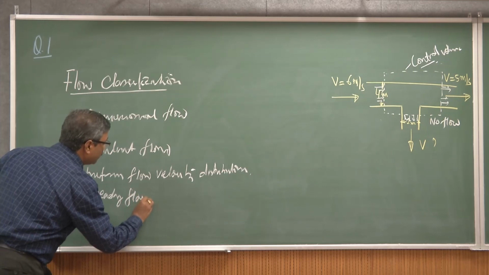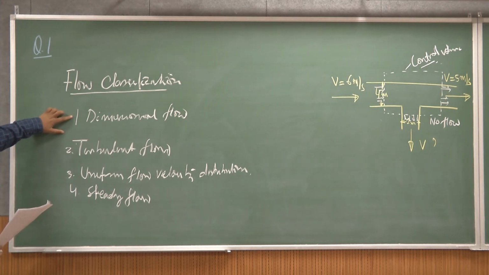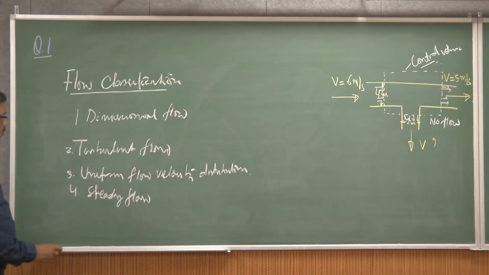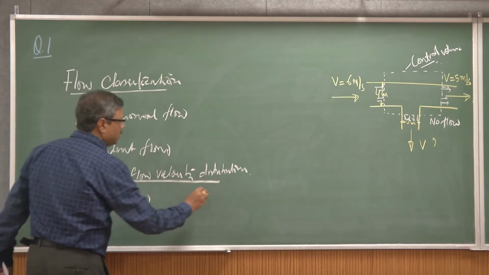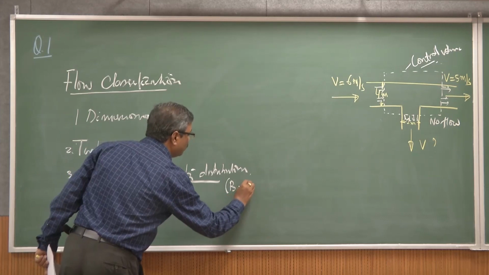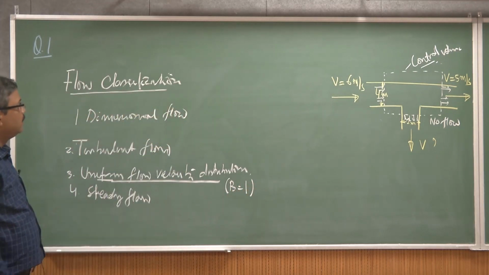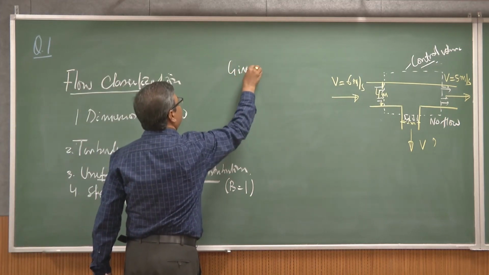So please remember that whenever you draw the control volumes, you first classify the flow. First is one-dimensional flow, turbulent, steady, it doesn't vary with the time, and the uniform flow distributions. That means the beta is equal to 1. Then we will go for what data is given. It's the given data set.